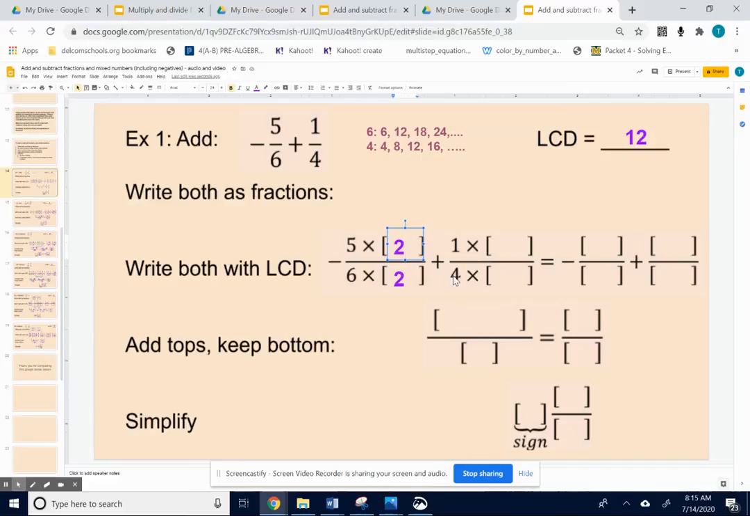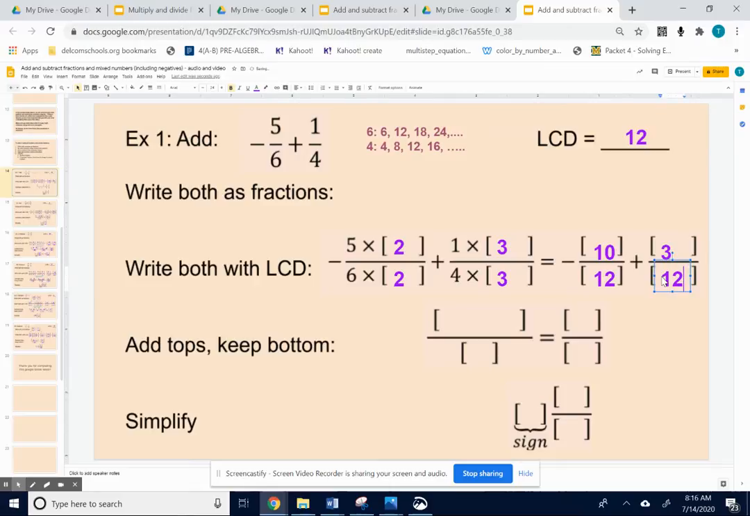The second fraction. To get from 4 to 12, I have to multiply by 3. If I multiply the bottom by 3, I have to multiply the top by 3. So I'm just showing what I'm doing. And then you want to write down what you get after you do the multiplication. So if I have -5/6 times 2 over 2, I already have the negative sign sitting there for you. 5 times 2 is 10. Type that in. 6 times 2 is 12. Type that in. Second fraction. 1 times 3 is 3. And 4 times 3 is 12.